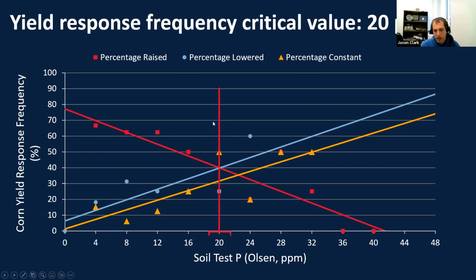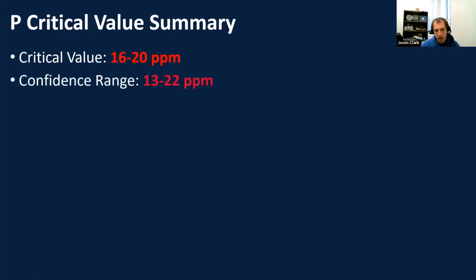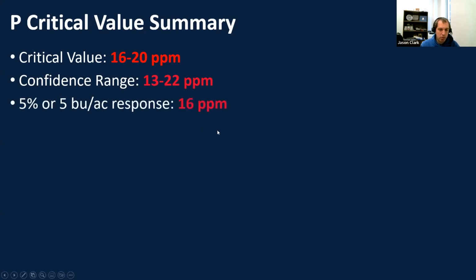It's that same relationship. But where these lines go down and meet, where we have an equal chance of increasing or decreasing yields, is around 20 parts per million. So we can see that the 16 to 20 range down in here is usually the critical value, where we're seeing little to no change. The 13 to 22 confidence range that we were talking about earlier is likely where we want to keep. Anything above that is probably not worth it economically. Even in there, 16 to 20 is probably a good cutoff range to use for needing more versus just putting on maintenance. We want to see that 5 bushel per acre increase. That's at 16 and less.